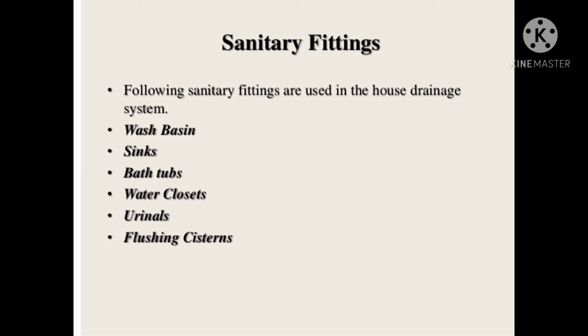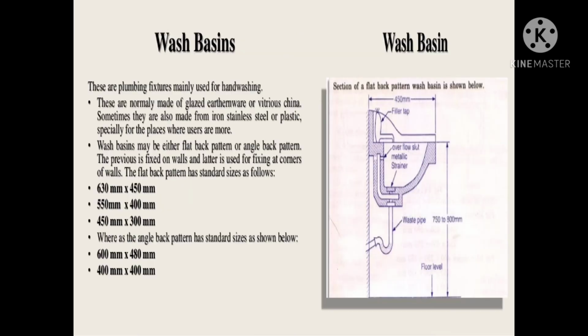Sanitary fittings. Following sanitary fittings are used in the house drainage system. Number one is wash basin, sink, bathtub, water closet, urinal, flushing system. Wash basin. These are plumbing fixtures mainly used for hand washing. These are normally made of glazed earthenware or vitreous china. Sometimes they are also made from iron, stainless steel or plastic, especially for the places where users are more.